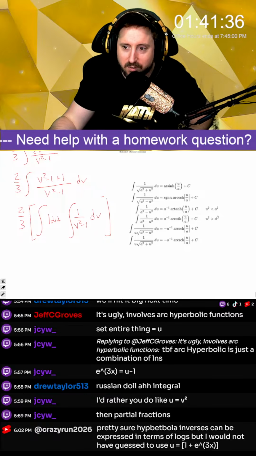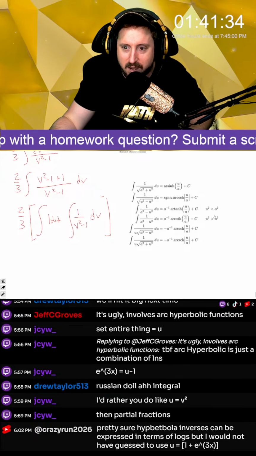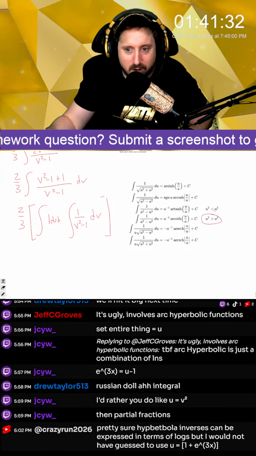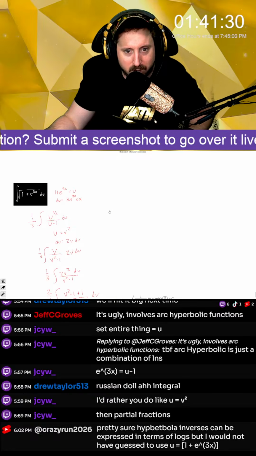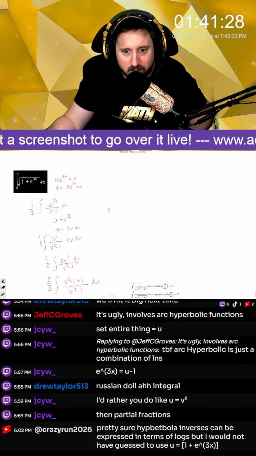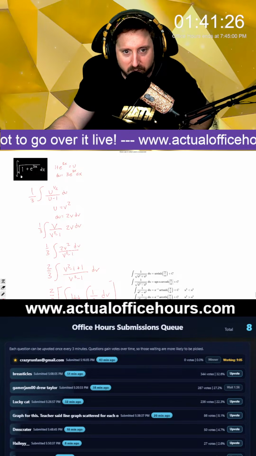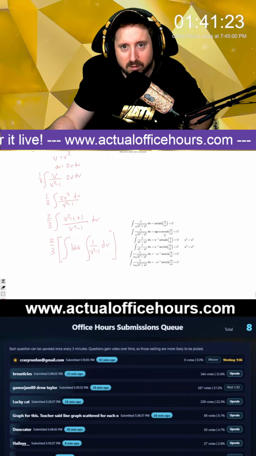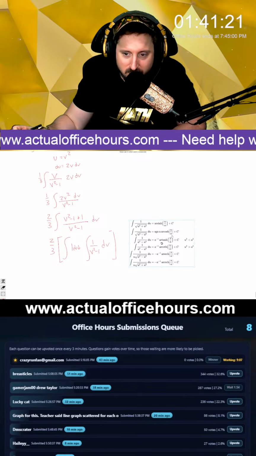Well, here's the interesting thing. It says when u squared is greater than a squared. How do I know whether v squared is greater than a squared? Bounds of the integral. But we don't have bounds. That's why you would just use the ln, it works better. It's the unbounded domain of the function.